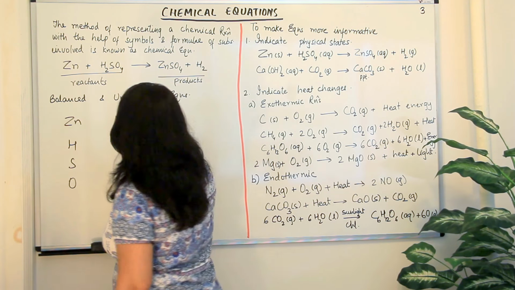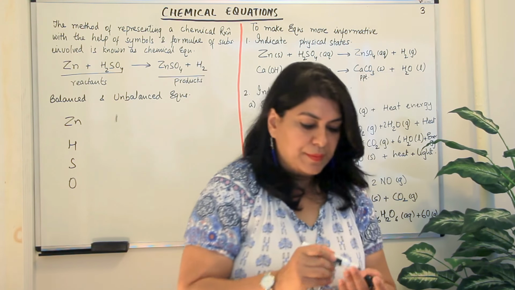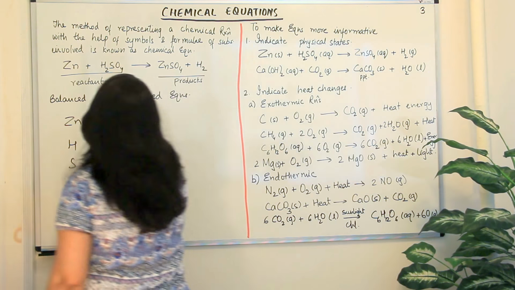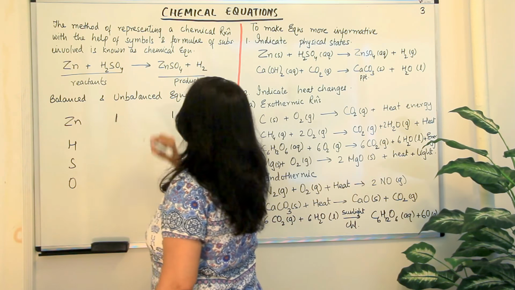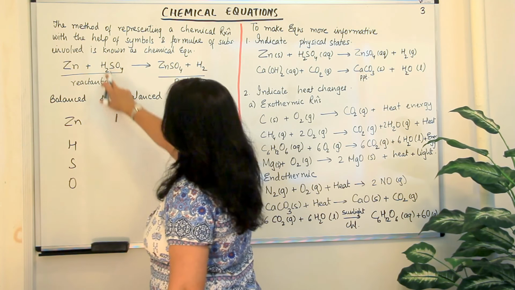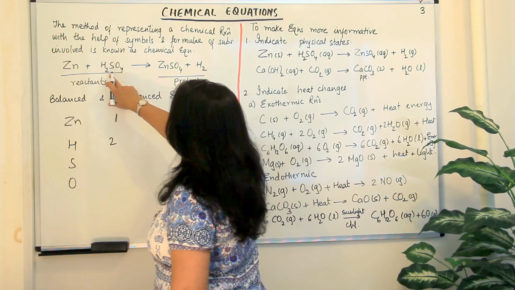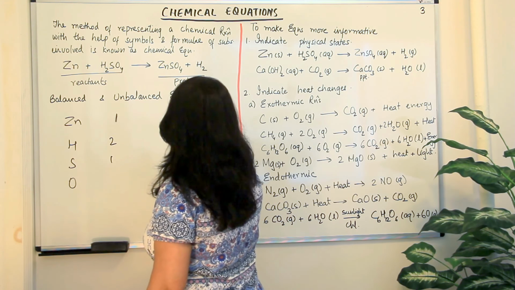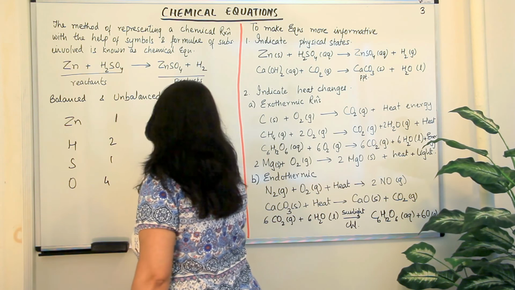1, right? And on the product side, oh, the pen is not working. So we have 1 atom of zinc on the reactant side. On the product side, we have 1 zinc, okay? Hydrogen, we have 2 hydrogens here. And how many hydrogens here? 2 hydrogens here. How many sulfurs here? 1 sulfur here and 1 sulfur here. Do you see? How many oxygens here? 4 oxygens here and 4 oxygens here.